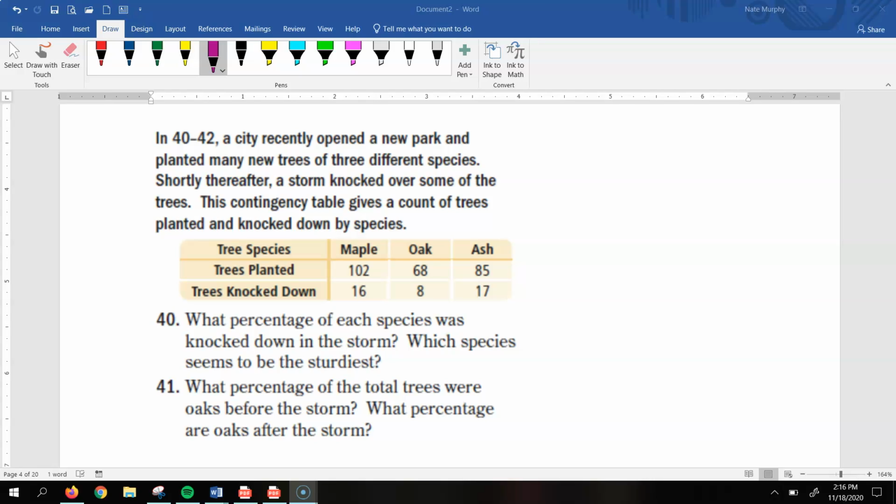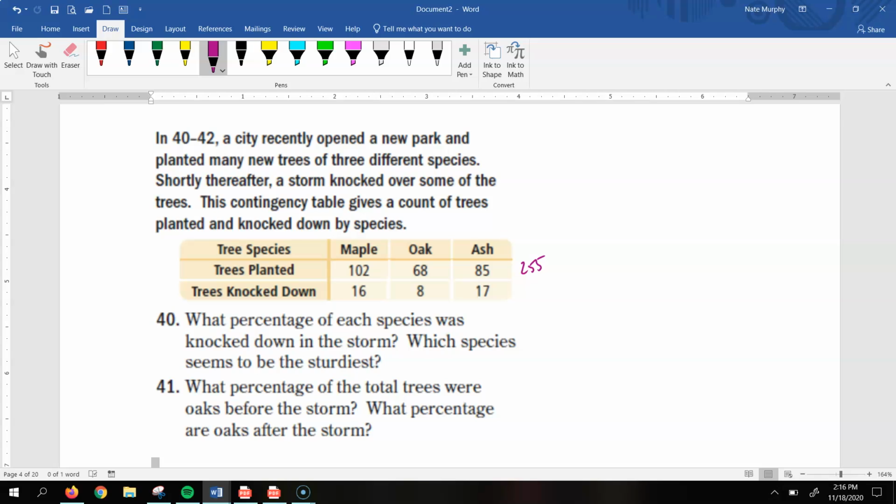So we already have the trees planted represents a total. And we could add all those 3 together, which we might need to do here in a minute. But that would give us a total number of trees. And out of those trees, 16 of them were knocked down that were maple, 8 that were knocked down that were oak, and 17 that were knocked down that were ash. And like I said, let's just go ahead and add those 3 numbers together. 102, 68, and 85 add up to be 255. So that means there's a total of 255 trees that were planted. Okay, so we might need that because here it says 40.